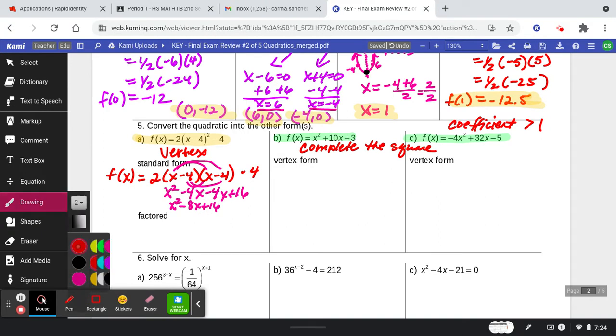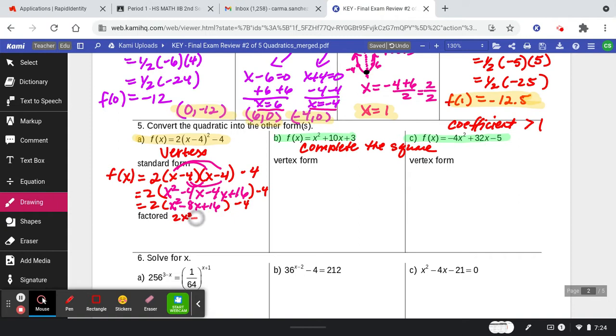Okay? Don't forget that there's a little 2 out front right here that's going to need to multiply. And way at the back, there's this -4 at the end. So here we go now distributing the 2. So we get 2x squared minus 16x plus 32. And finally, 2x squared minus 16x. So now we just need to go 32 minus 4 would be 28. So this is the standard form.